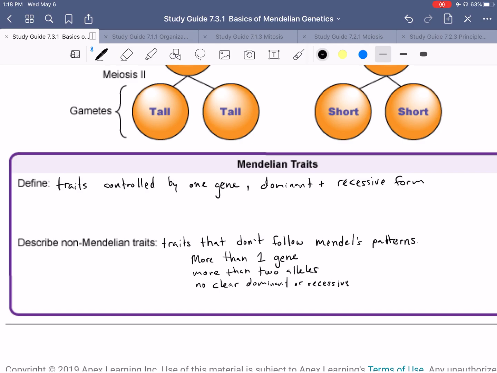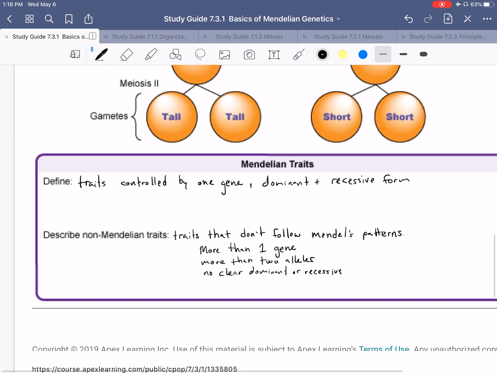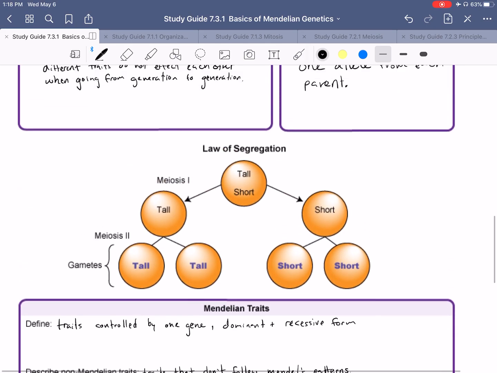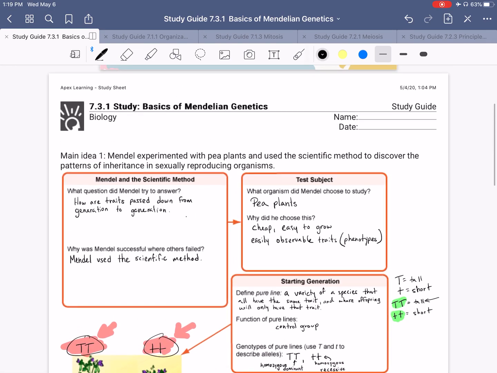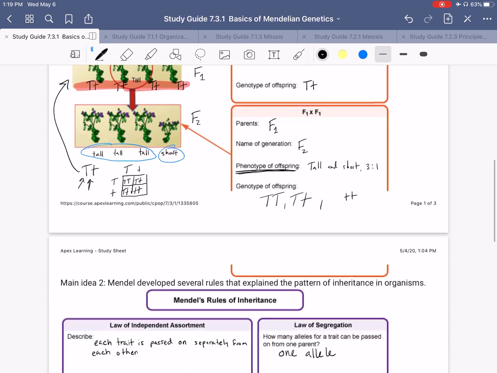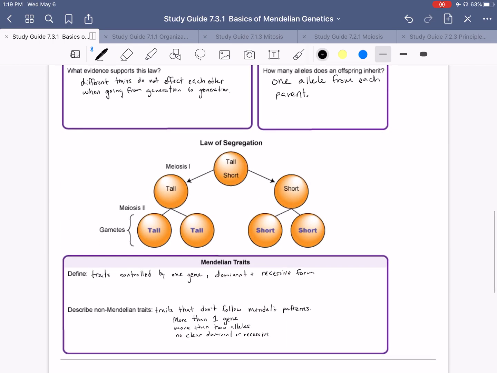All right, let's go to our last page. So that is it. That is our study guide for 7.3.1. I hope that it wasn't too long for you. It takes a while to go through these and fill them out, especially trying to explain these as I go along.